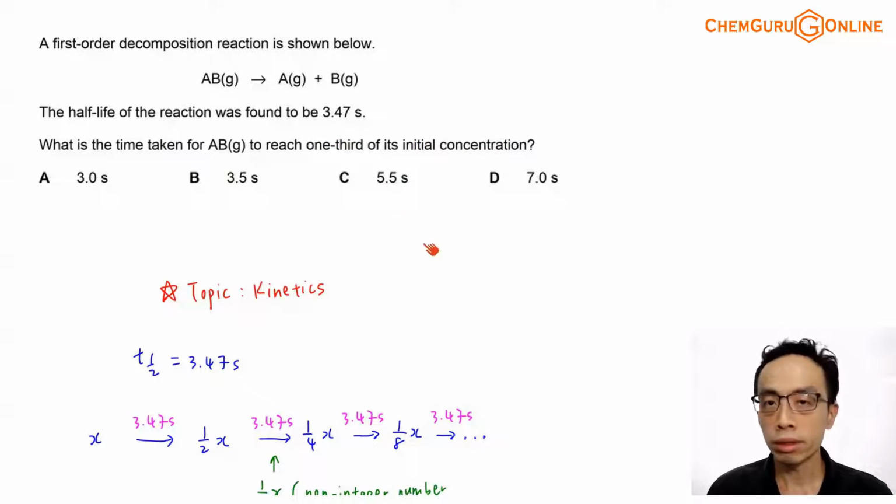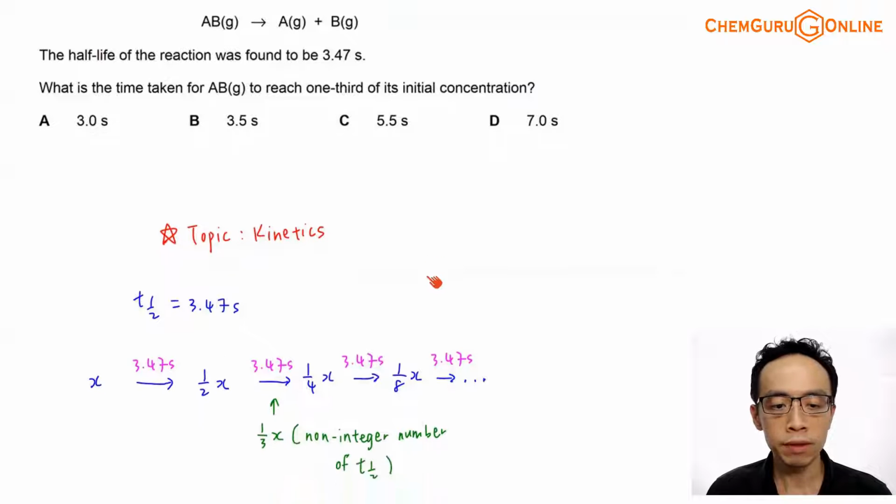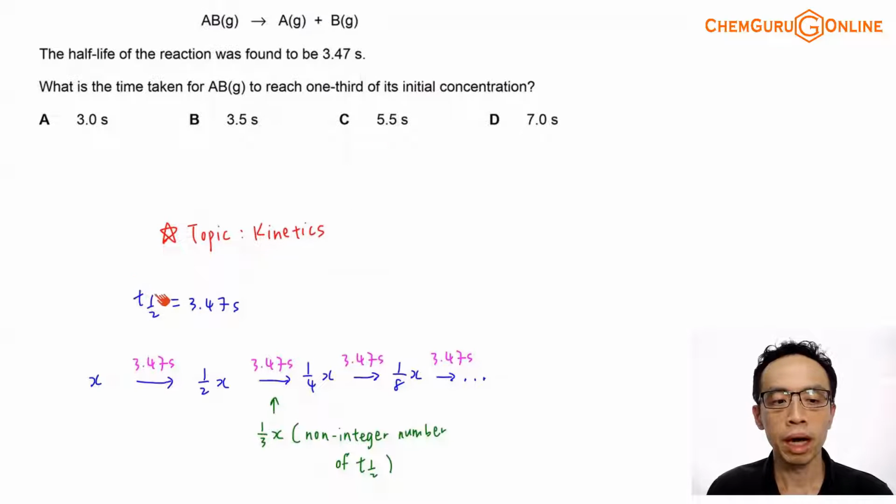Now, the topic tested in this question, of course, is kinetics, and given the half-life is 3.47 seconds. Now, what do we understand by half-life? Half-life is the time taken for the concentration of your reactants to reach half of its initial amount. So, it is the time taken for me to halve the concentration of our reactant. Usually in syllabus, when we consider half-life, we're interested in integer number of half-lives. And for first order reactions, half-life is a constant.